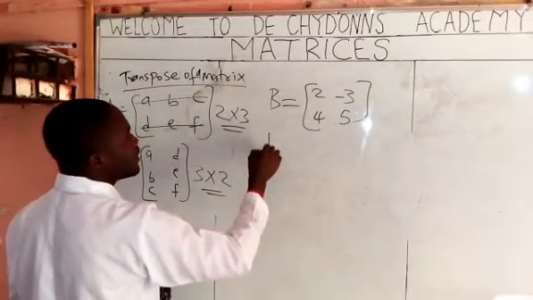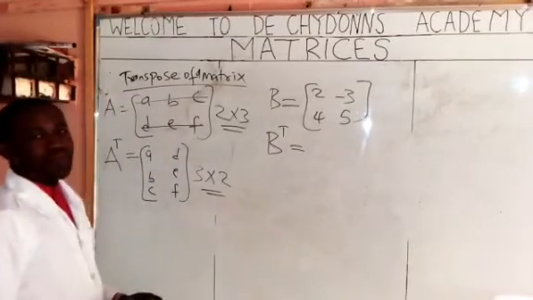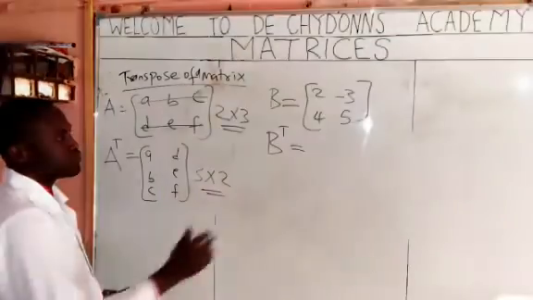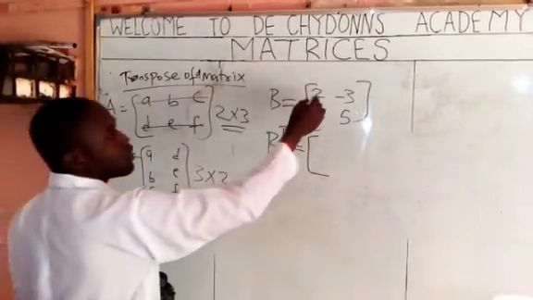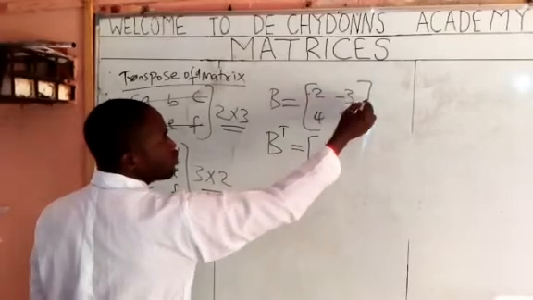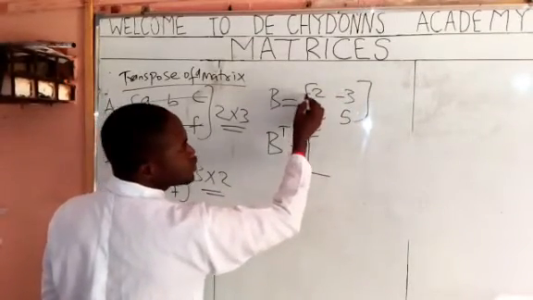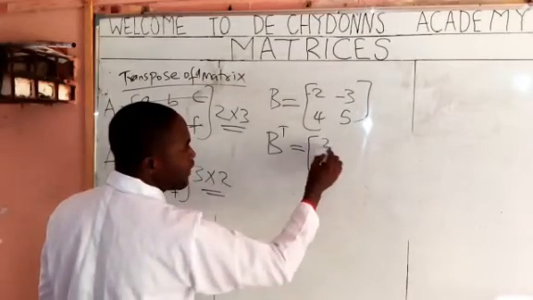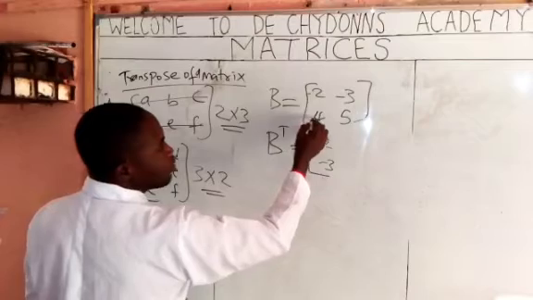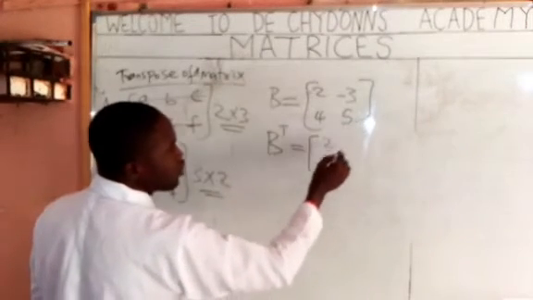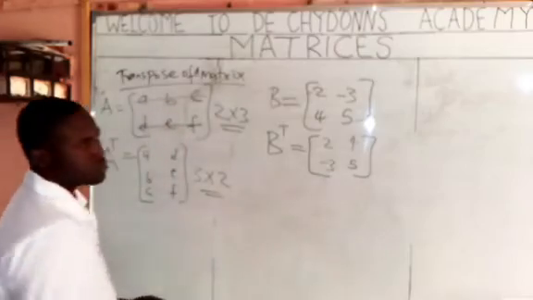And they say get B transpose. B transpose means this is the first row. Call the first row the first column. The first row is 2 and minus 3. Convert it to what? Column. 2 and minus 3. The second row, 4 and 5. Convert it to column. 4 and what? 5. This is a transpose.